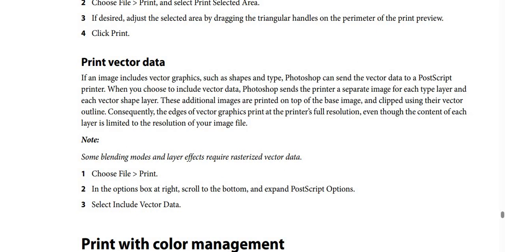We have 3 steps. Step number 1. You should choose file firstly, then choose print. And after that, step number 2, in the options box at right, you should scroll to the bottom and then expand PostScript options. Step number 3, select include vector data.